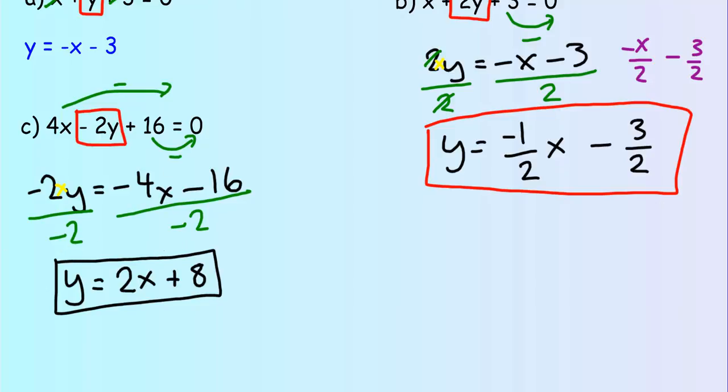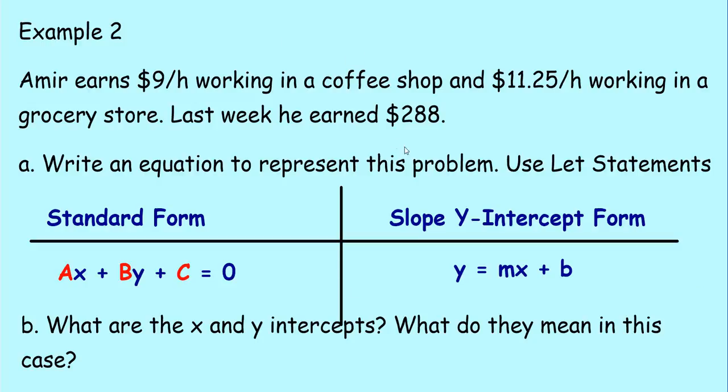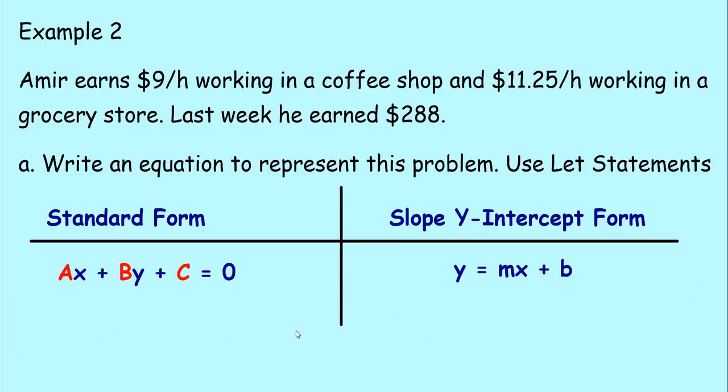Now what happens if we have a word problem? So example 2, Amir earns $9 per hour working in a coffee shop and $11.25 per hour working in a grocery store. Last week he earned $288. So the question is, write an equation to represent this problem, use let statements. We're going to do B later, don't worry about that for now.